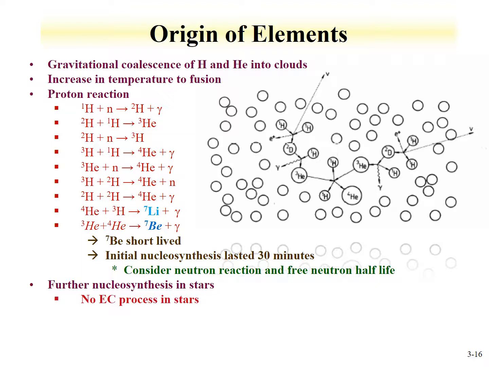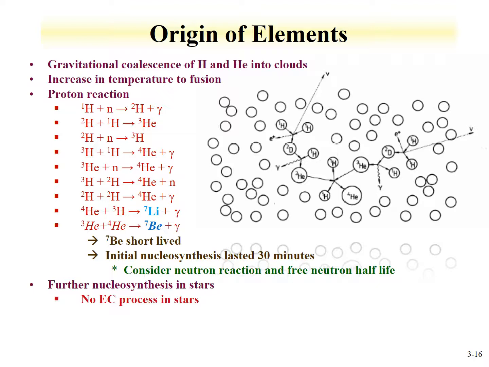So we can think about the origin of the elements from after the Big Bang: gravitational coalescence of hydrogen and helium into clouds. Once these clouds got dense enough, temperatures could increase to fusion temperatures. And there's a list of reactions that are given here. So protons plus neutrons going to deuterium, helium-3, etc., peaking at helium-4 reactions, where we get a lot of energy from fusion.